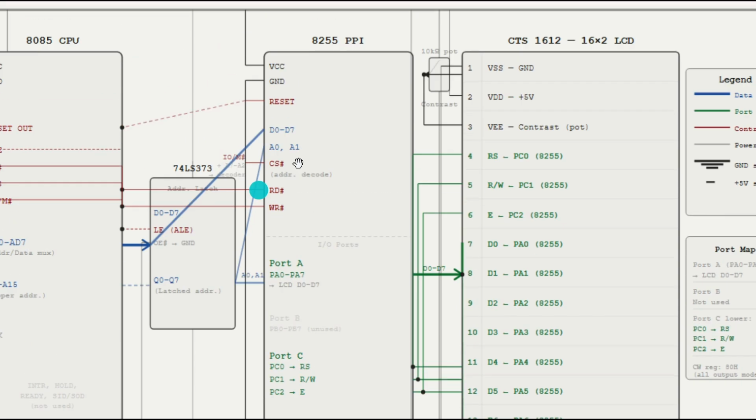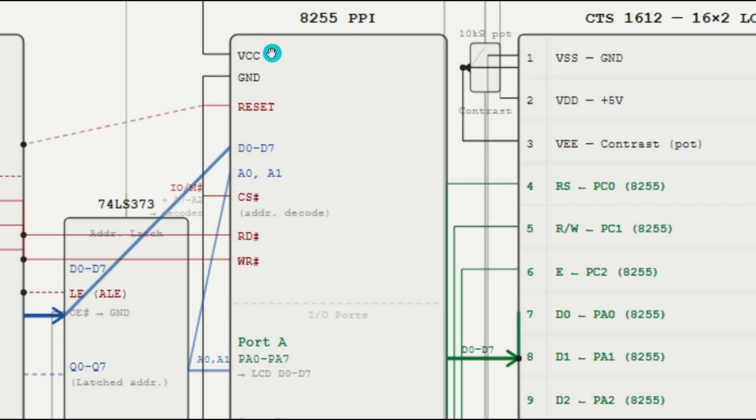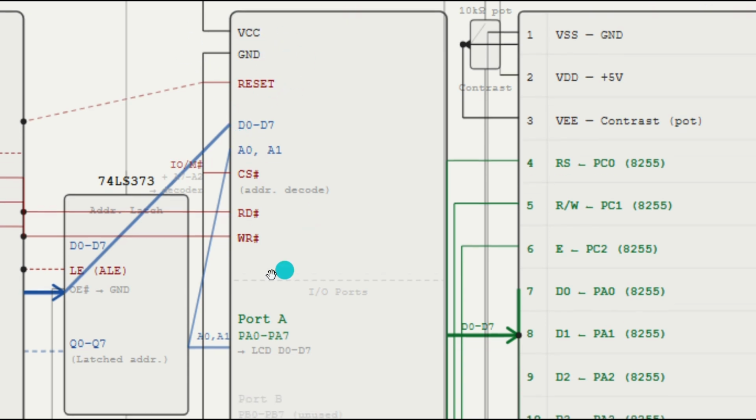So now the next block is the 8255 programmable peripheral interface. These are the data pins. These are the same pins as I explained earlier, VCC and ground. This is the reset pin. This is the read and write pin.